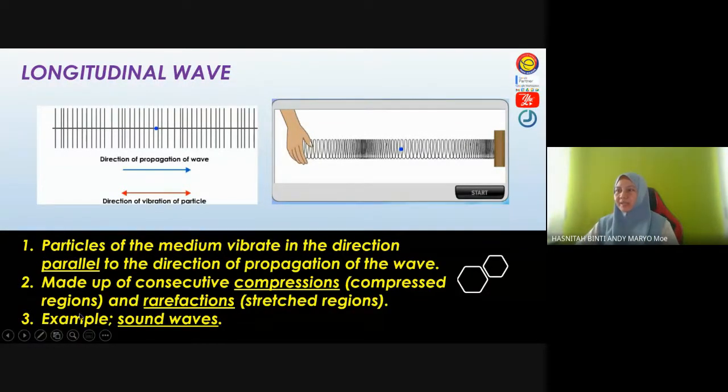Okay, the wave is compressed. So it is getting closer. The wavefront is closer towards one another, while this region where the wave is stretched. So when stretched, it is getting further from one another. So there are two regions for longitudinal wave, compression and rarefaction.